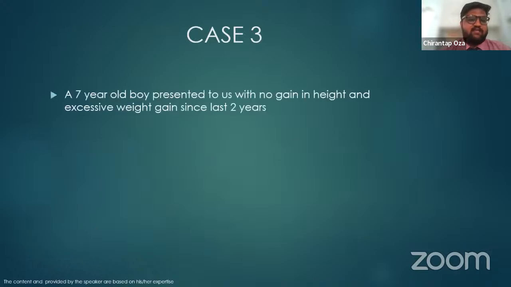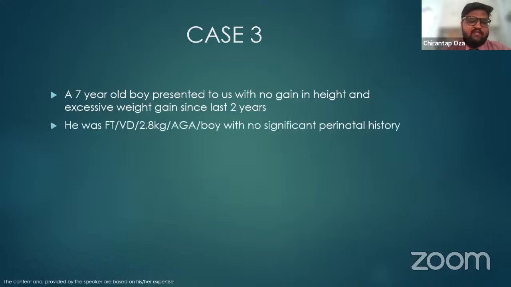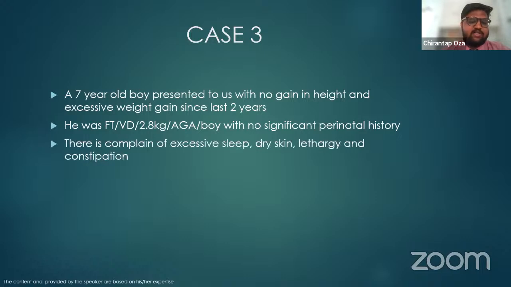Moving on to the next case, we have a 7-year-old boy who presented to us with no gain in height and excessive weight gain since last 2 years. He was a full-term vaginally delivered 2.8 kg appropriate for gestational age boy with no significant perinatal history. The mother complains of excessive sleep.